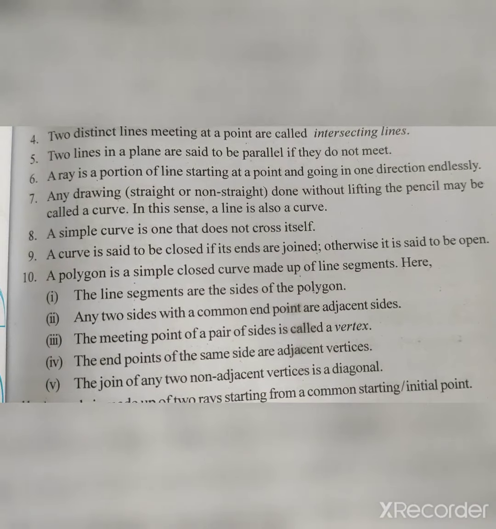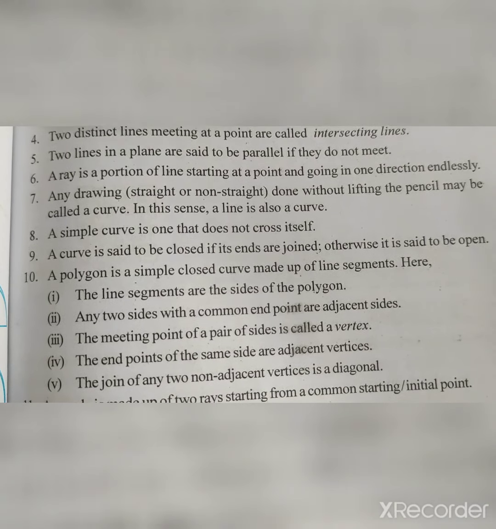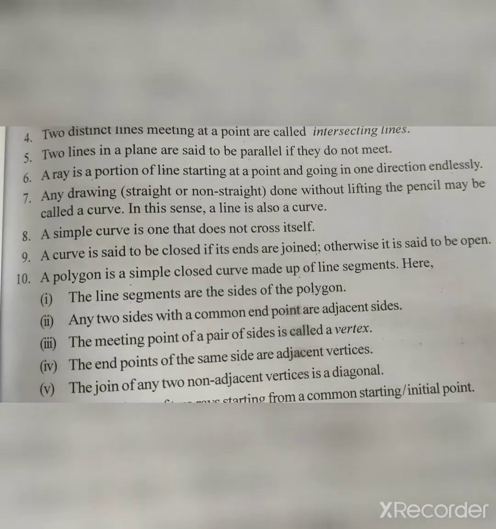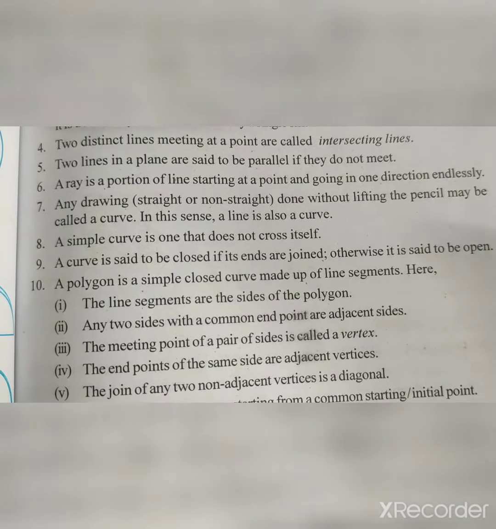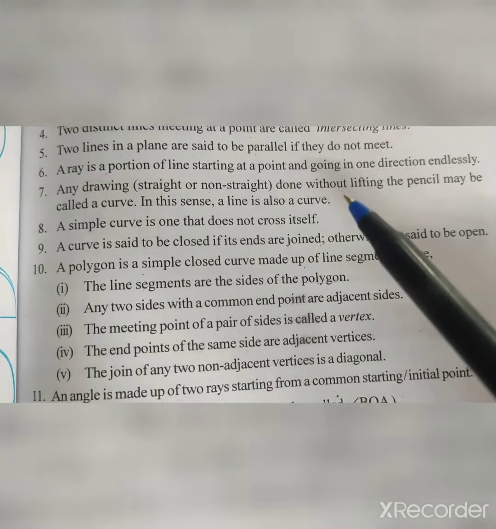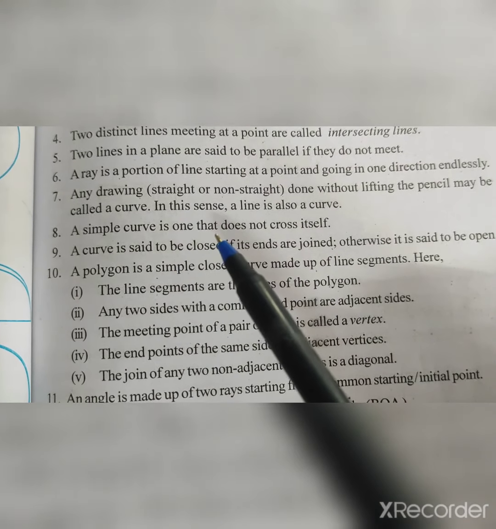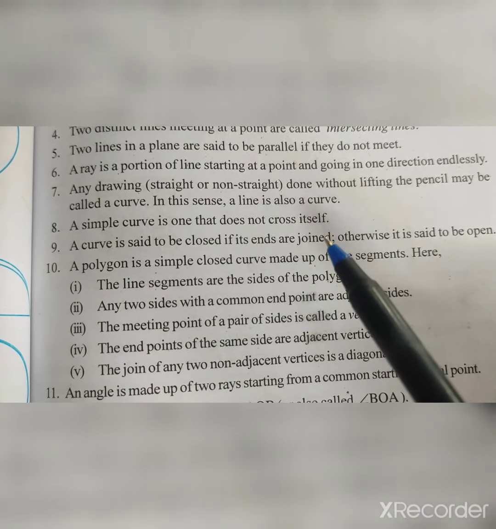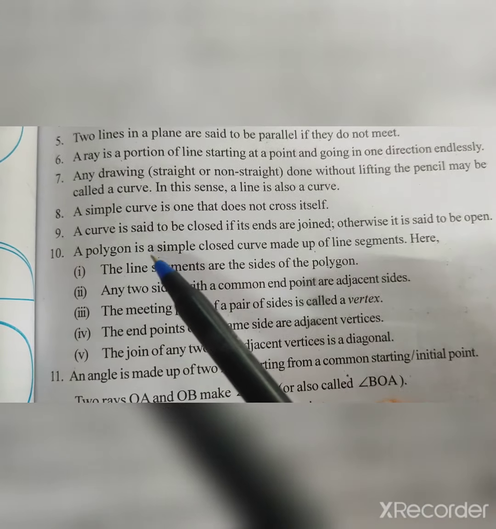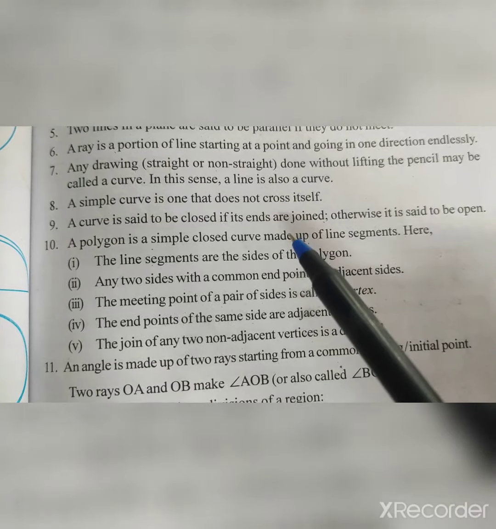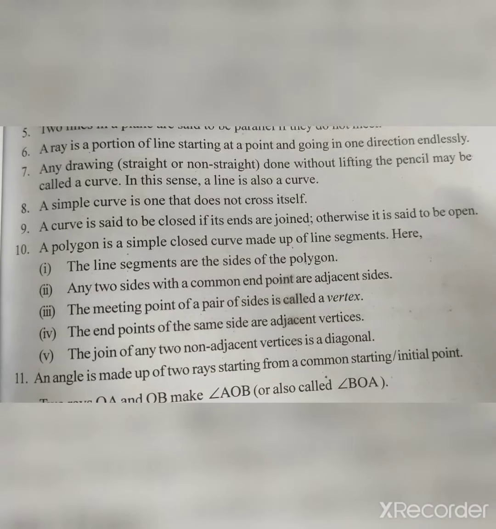In practical life, we will not see a line as a curve, but in mathematics, a line is also a curve. A simple curve is one that does not cross itself. A curve is said to be closed if its ends are joined, otherwise it is said to be open.